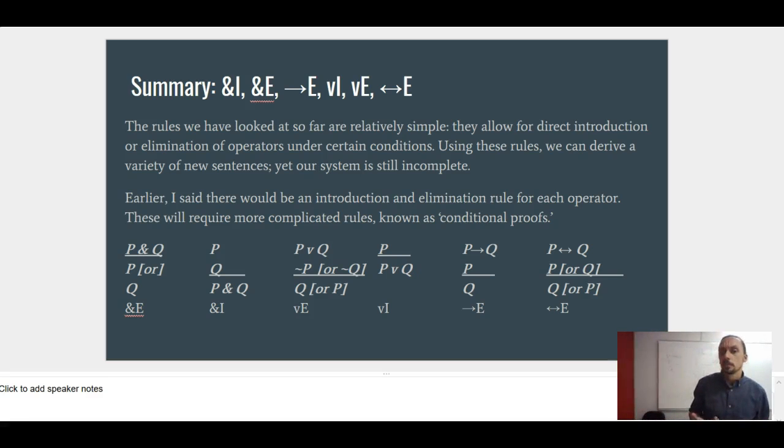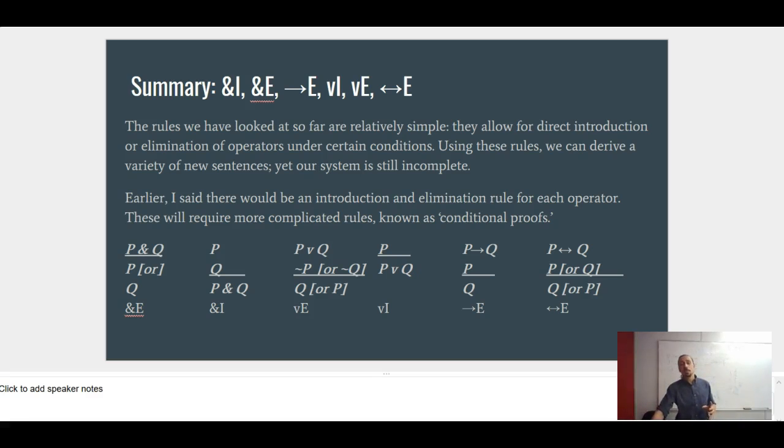All the rules so far have been pretty easy. We directly introduce or eliminate operators if certain conditions are met. Using these rules, we can then derive or create new sentences. And if we can create a new sentence using these rules, then that sentence is entailed by the premises. And by entailed, I mean could be the conclusion of a valid argument. So we already have an example of how this would work to prove that an argument is valid. If we can construct the conclusion from the premises using these rules, the argument is valid.